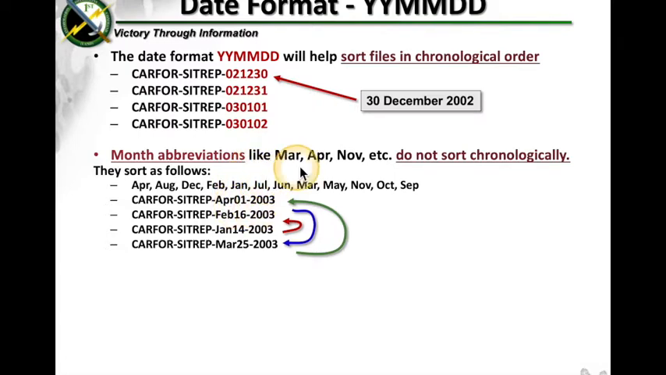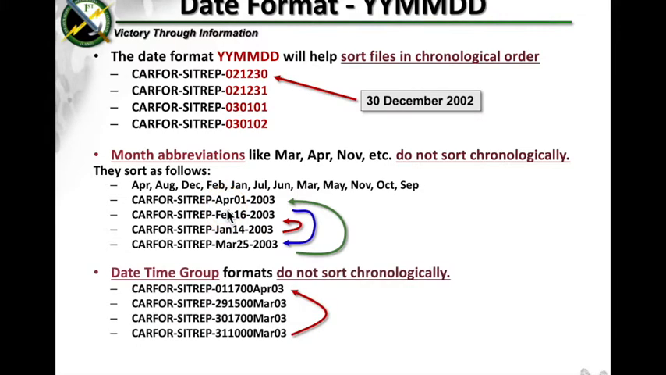Here's what you shouldn't do. You shouldn't use spelled out parts of a month because they don't sort in a chronological manner. Neither are the date time group formats. They've got some of the same problems. For all these reasons, it works best just to go year, year, month, month, day, day.